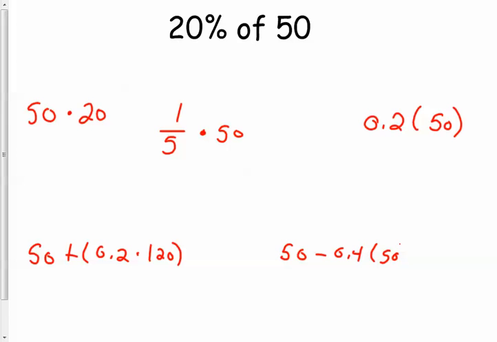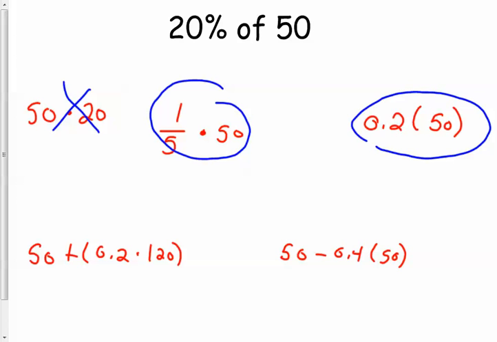All right, so let's look at what's going on in here. Let's take these all step by step. So 50 times 20, well, we know we can't just multiply by 20. If you multiply by a percent, you have to use its decimal. So we know that one's wrong. Then 1/5 times 50. 1/5 is equivalent to 20%, right? That's its fraction equivalent. So that would find 20% when I'm done. Then this is 0.2 times 50. Well, that'd work because 0.2 is equivalent to 20% and 1/5.